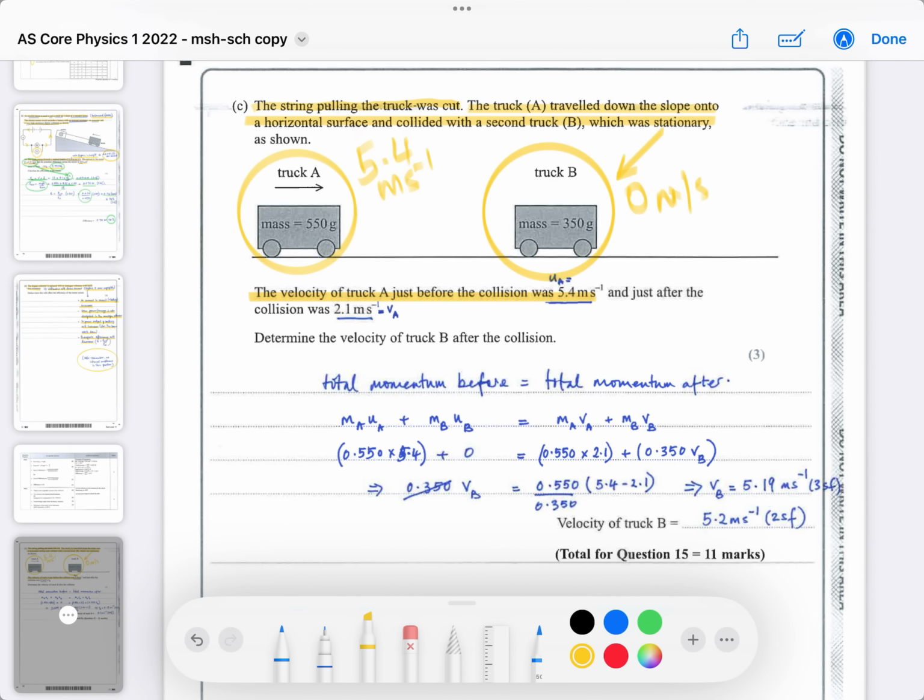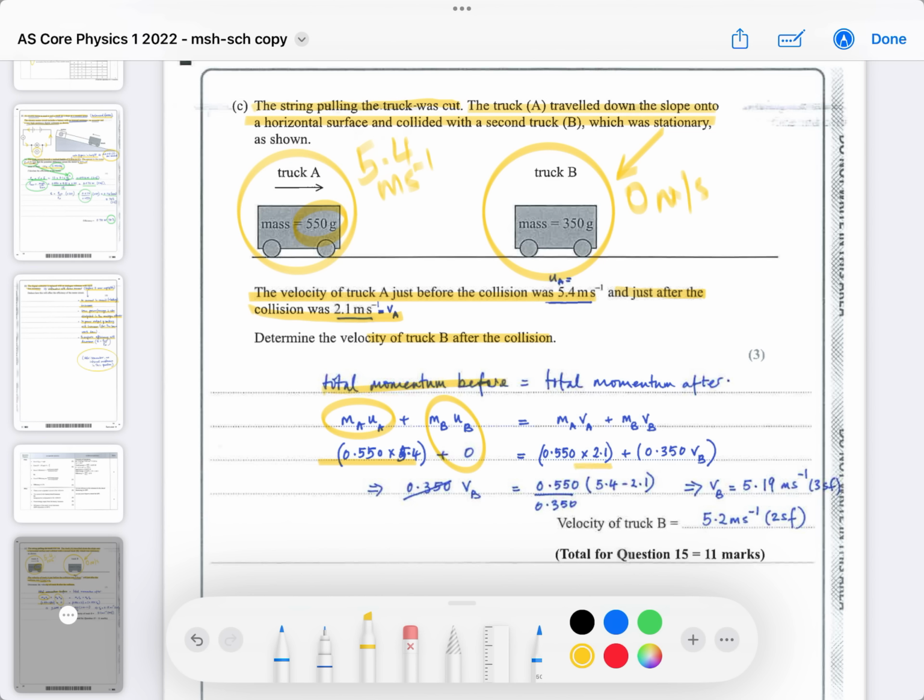Determine the velocity of truck B after the collision. After the collision, truck A went down to 2.1 meters per second. So the total momentum before was all due to A. B was 0, I put it in there for the sake of completion. You multiply the mass by the velocity. The mass is given here, you've got to change to kilograms. And then afterwards it went down to 2.1.